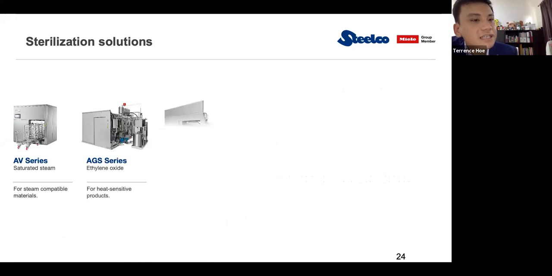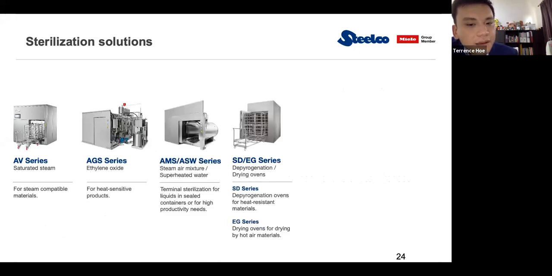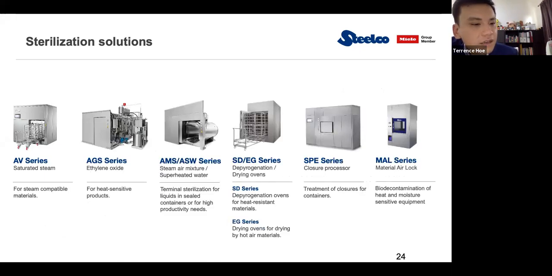So we also have sterilization solutions. Okay, so these are the sterilization solutions that we have. First is the most common, which is a saturated steam sterilizer. The second one is currently the famous one, called the ethylene oxide sterilizer. So this is an example for those face masks, medical devices, like gloves, etc.